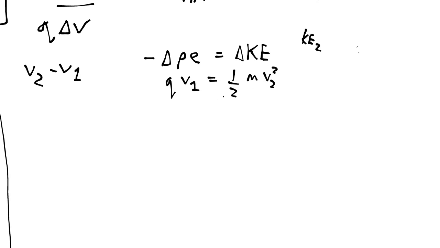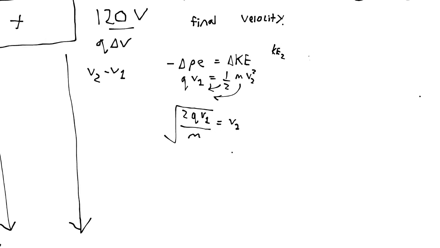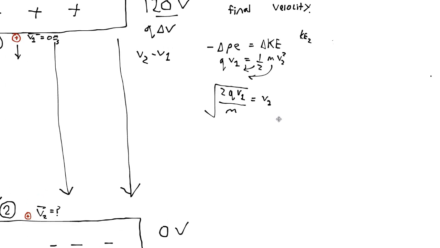So we're going to move the 2 to the other side, and we're going to move the mass to the other side. So we're going to divide by 1/2 and divide by mass. So you're going to get 2QV1 divided by mass equals V2 squared. And then you can also square root both sides. So you're going to get that. And now what you need to do next here, you're going to fill in all these variables with the numbers, and then you'll get your answer.